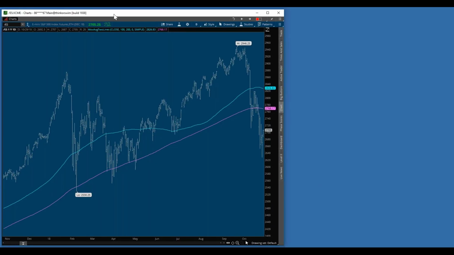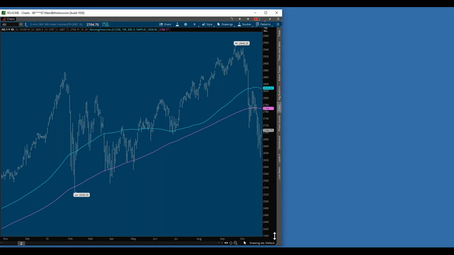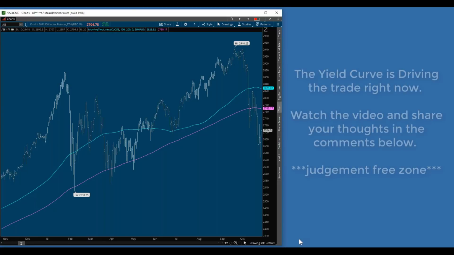I got a lot of questions about how I analyze the market using the treasury curve. So I want to go over that for you.